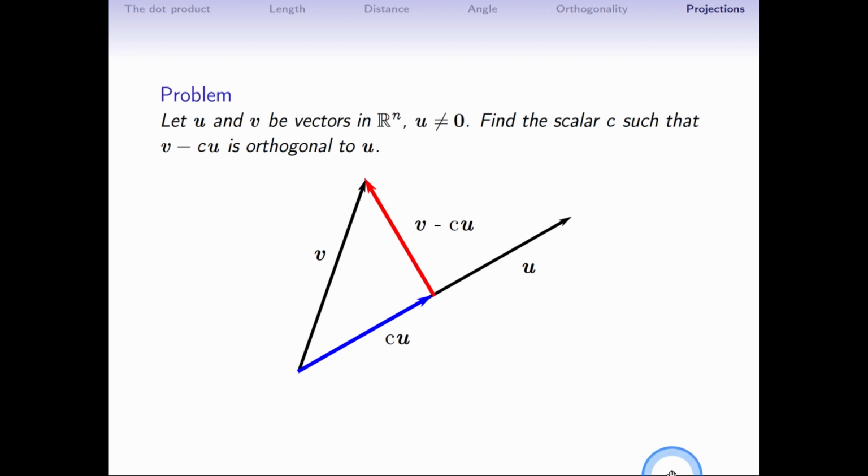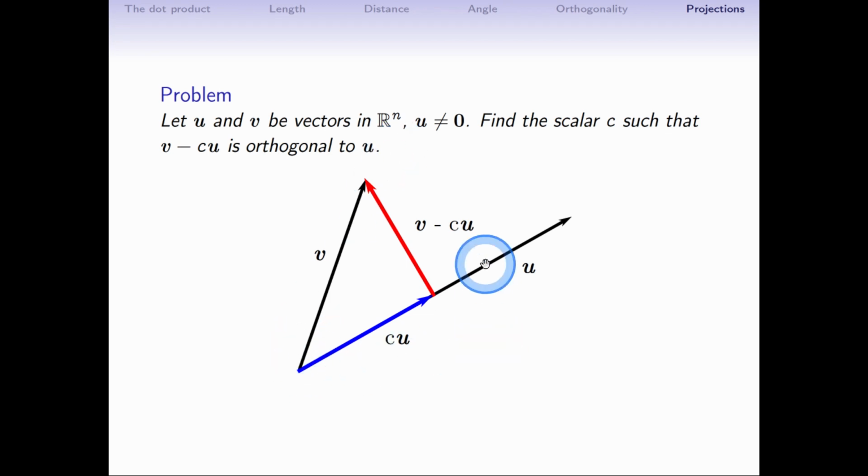Now I've got a picture of that situation here just so we can kind of get a mental image of what's going on here. So we've got v and u given to us, and what I want to do is find exactly the right scaling of the vector u. So I want to think of this as c times u. So in this picture, I have to shrink the length of u. I have to scale it by something between 0 and 1, scale it back until cu, v minus cu, and v form a right triangle.